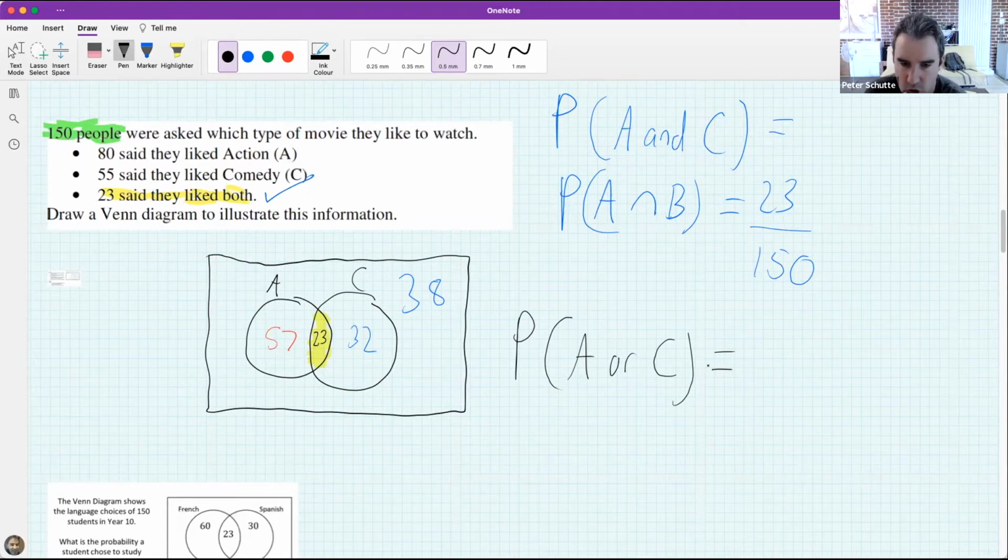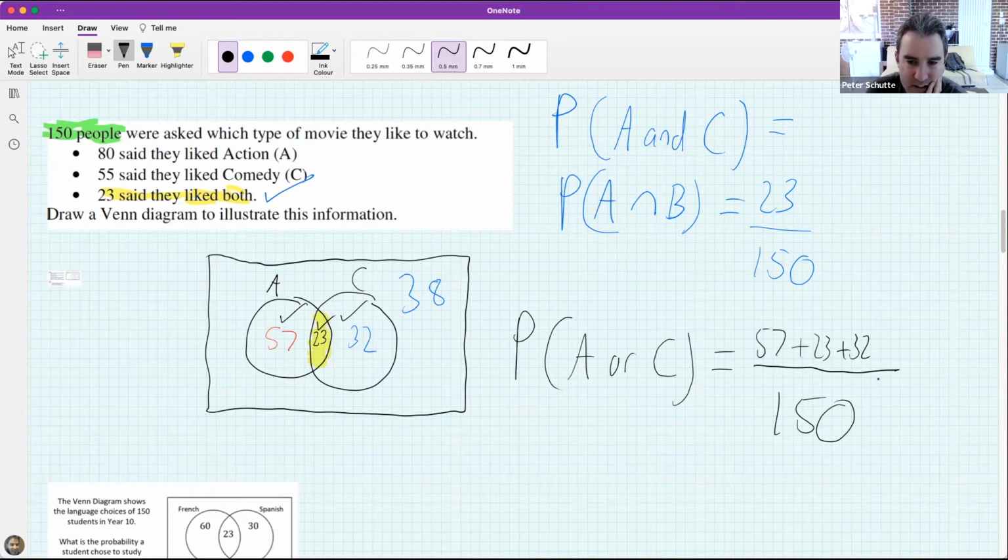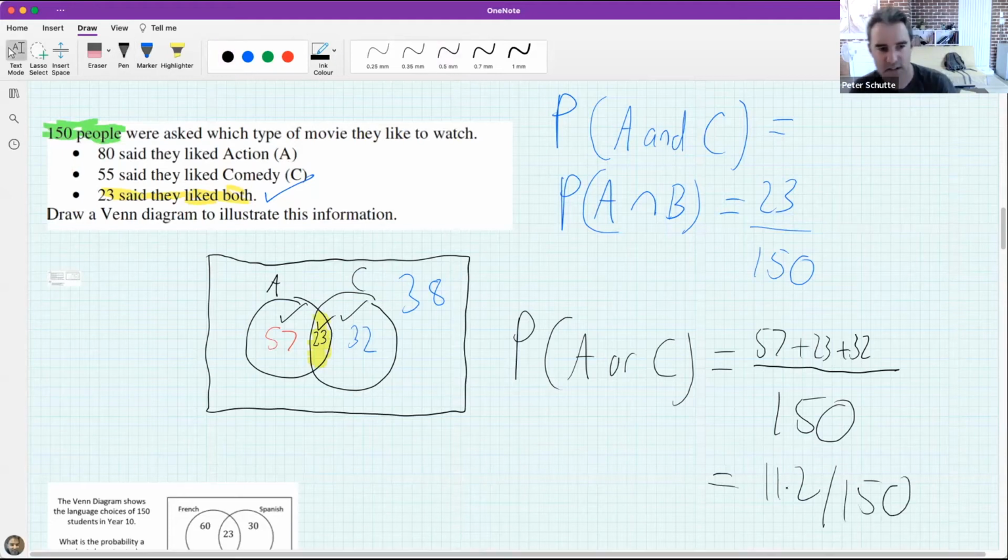So for action or comedy, the number of possible outcomes is still 150, but the number of favorable outcomes is going to be this region and this region. So this is going to be 57 plus 23 plus 32, because any of these are favorable, if you like action or comedy. Basically it's all those regions in between. So what's that going to be if you add that up? It's going to be 57 plus 23 plus 32, which is 112 out of 150.